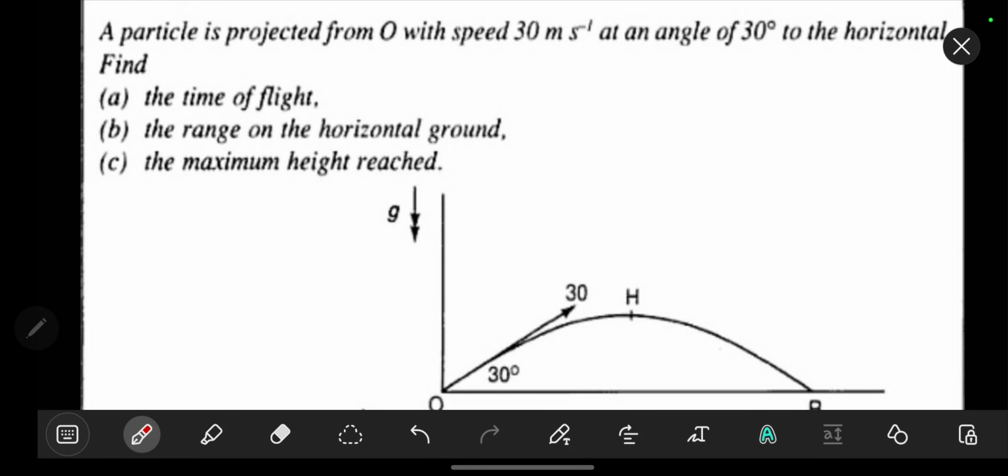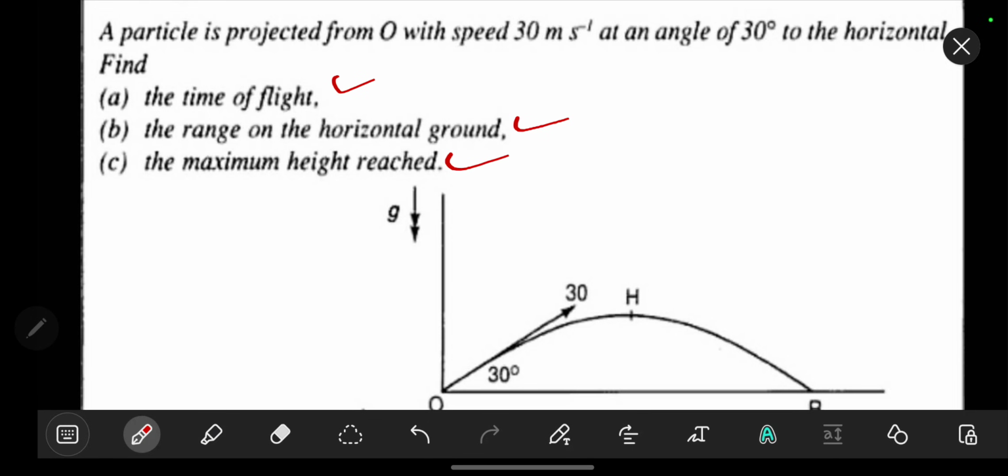Now a particle is projected from the point O with a speed of 30 meters per second at an angle of 30 degrees to the horizontal. Find the flight time. Then we have the horizontal range and also the maximum height.